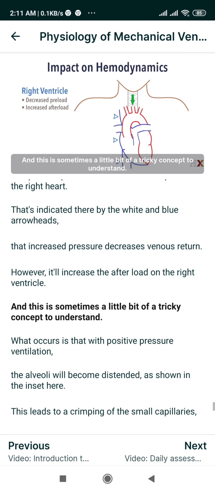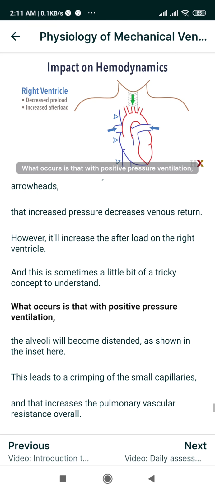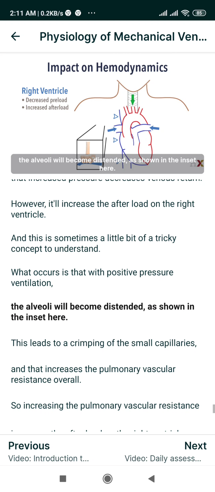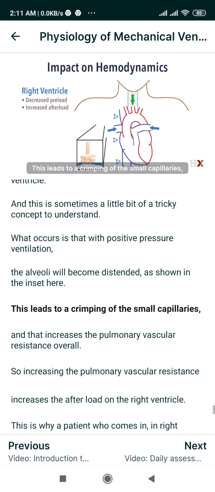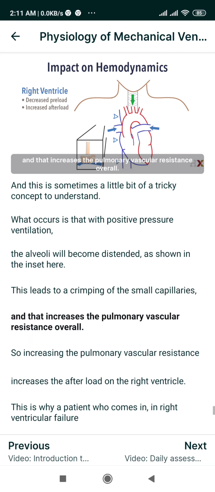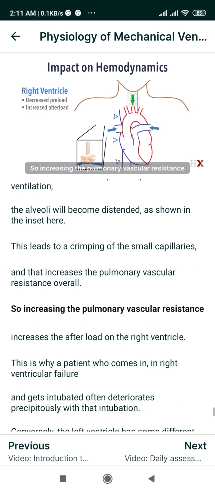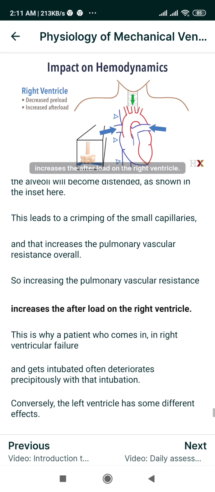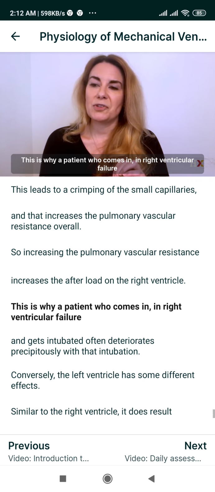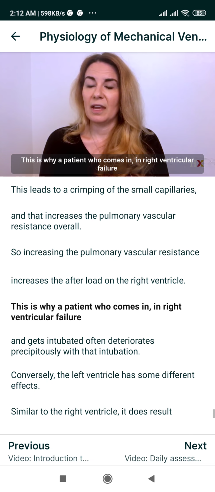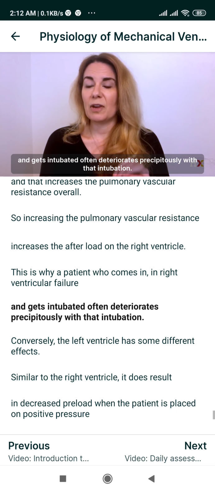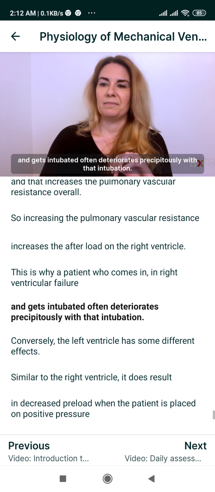And this is sometimes a little bit of a tricky concept to understand. What occurs is that with positive pressure ventilation, the alveoli will become distended, as shown in the inset here. This leads to a crimping of these small capillaries, and that increases the pulmonary vascular resistance overall. So increasing the pulmonary vascular resistance increases the afterload on the right ventricle. This is why a patient who comes in in right ventricular failure and gets intubated often deteriorates precipitously with that intubation.